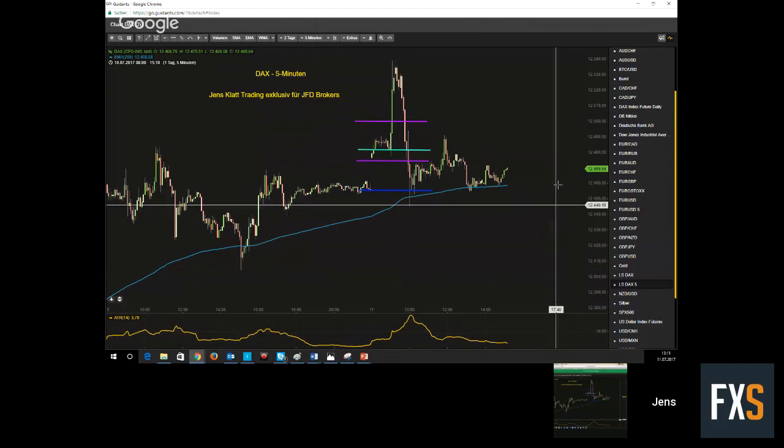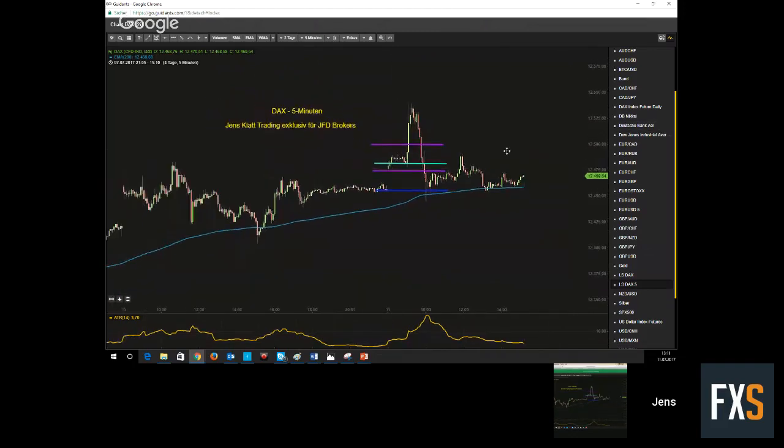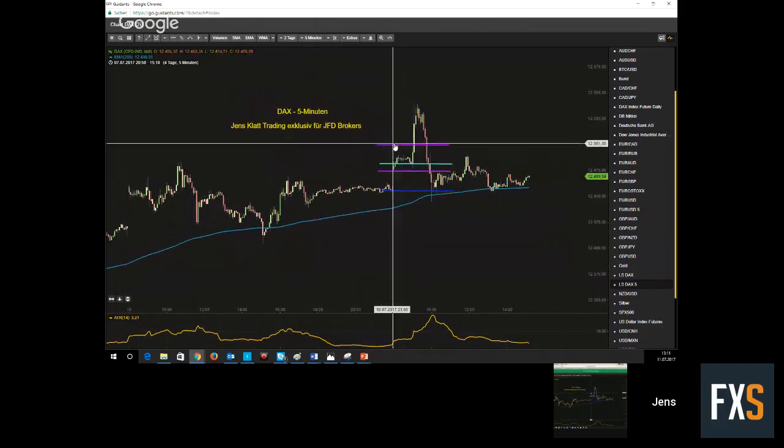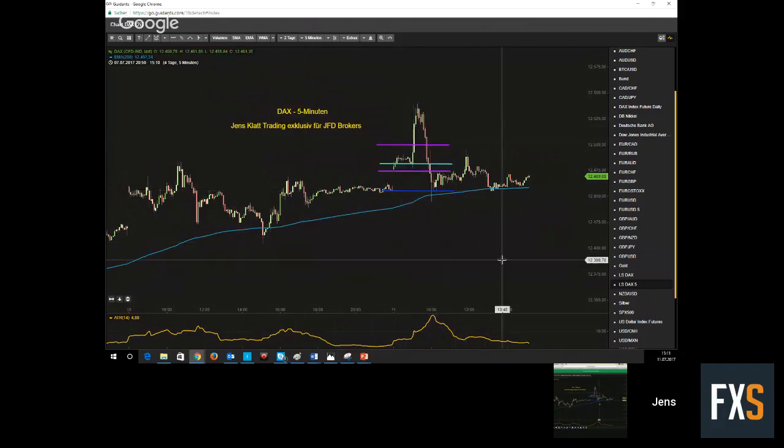So what you can see here is the open range. What I, for example, do is I do this purely manually. That means I define the open range here every morning myself. So I have no indicator doing this for me, even though you can use one. And by the way, for the US market opening, I'm using one in the MetaTrader here. But in the case of the DAX, I'm doing this manually.